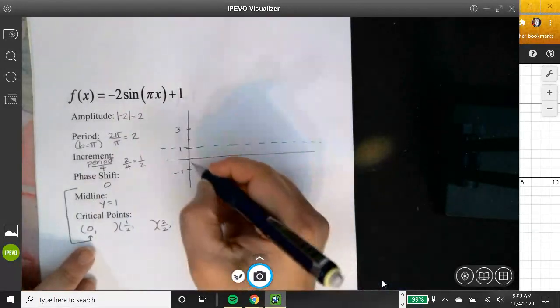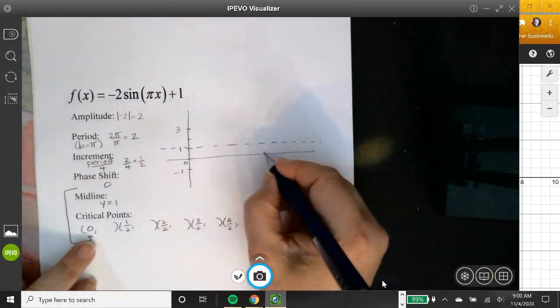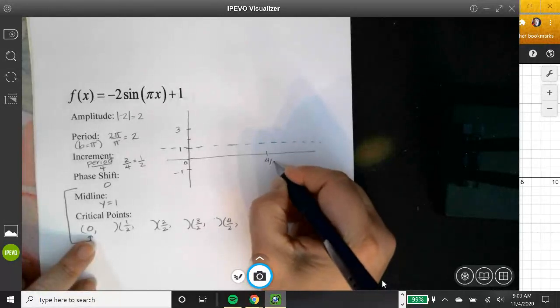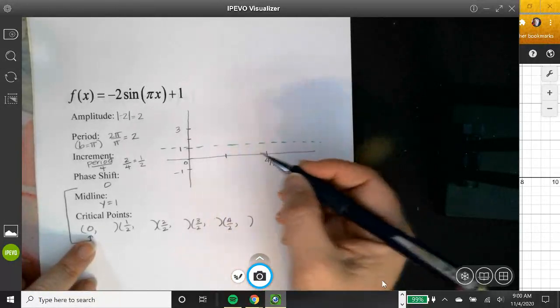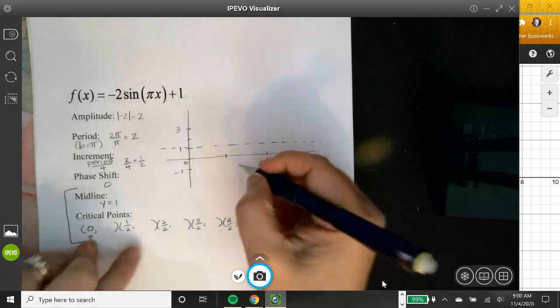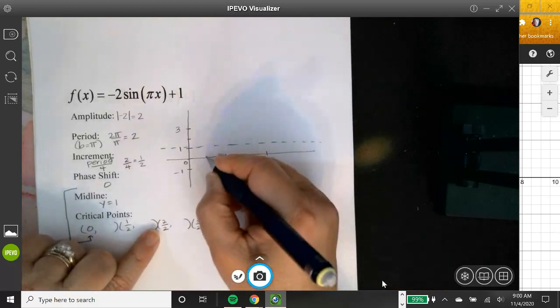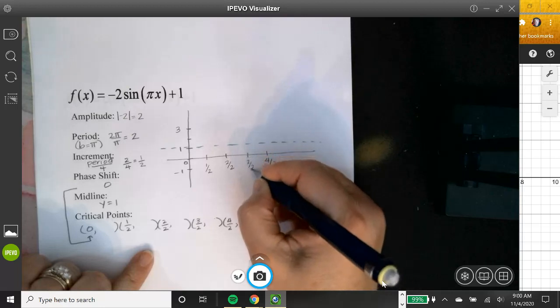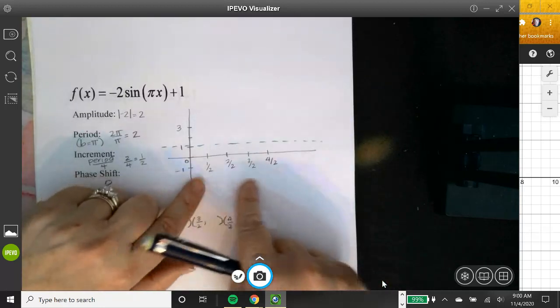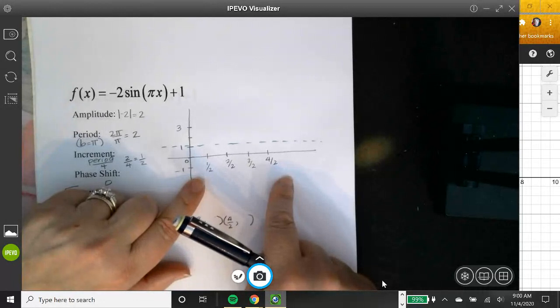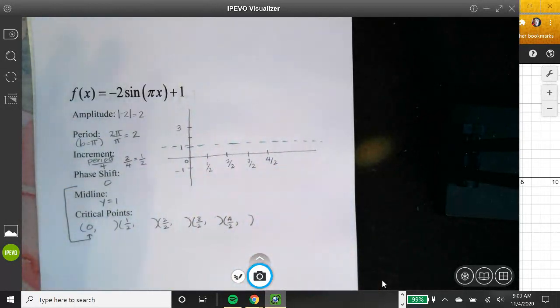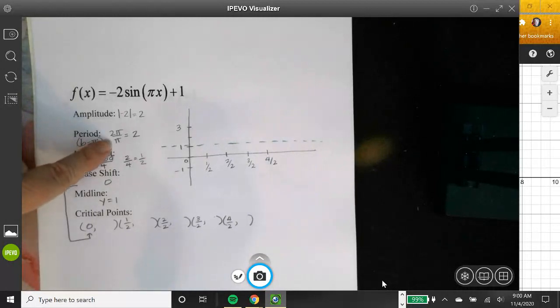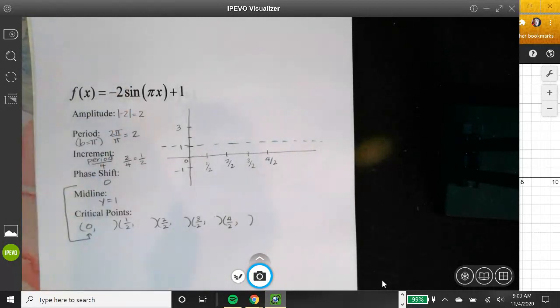And now we're going to graph our x values. So we're going to go to 4 over 2. Halvesies is 2 over 2. Halvesies is 1/2. And then 3 over 2. Now, notice here that our increment and our critical points now don't have pi's in them, but that's okay. Because what did we do? We divided the pi away with our period factor.